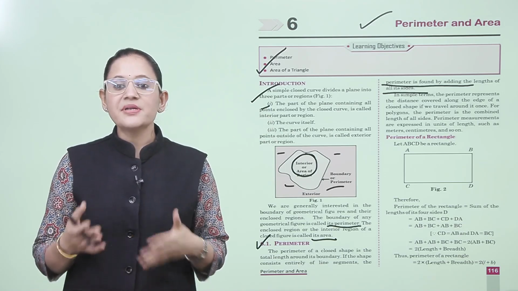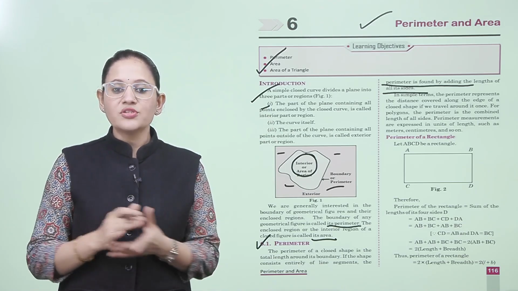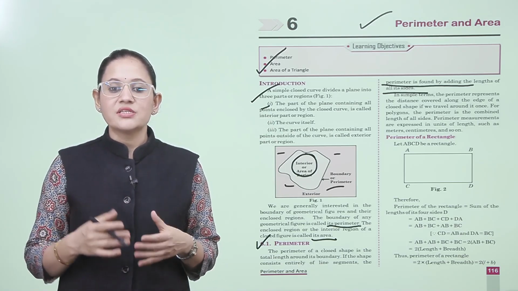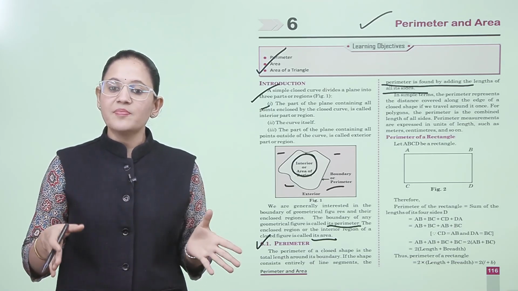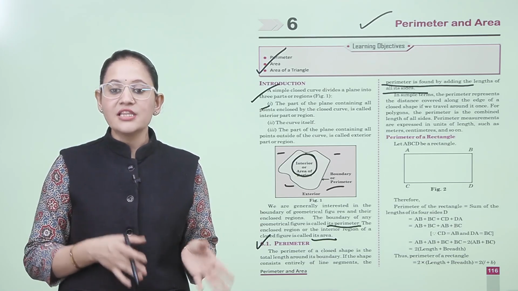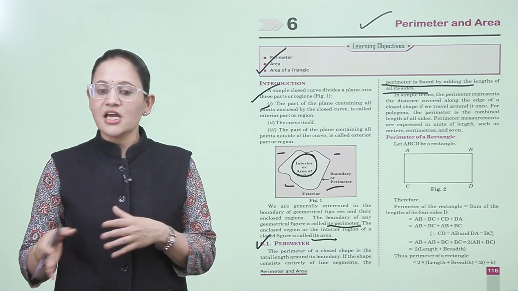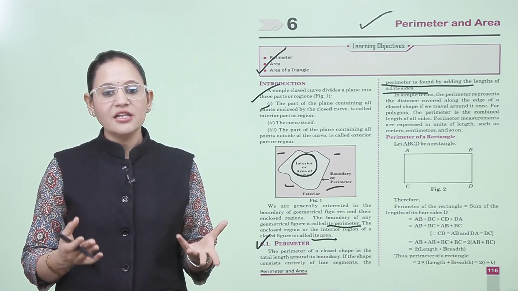Clear? In simple terms, the perimeter represents the distance covered along the edge of the closed shape if we travel around once. For a polygon, the perimeter is the combined length of all sides. Perimeter measures are expressed in units of length such as meter, centimeter and so on. So the unit of perimeter is the same as the unit of length.